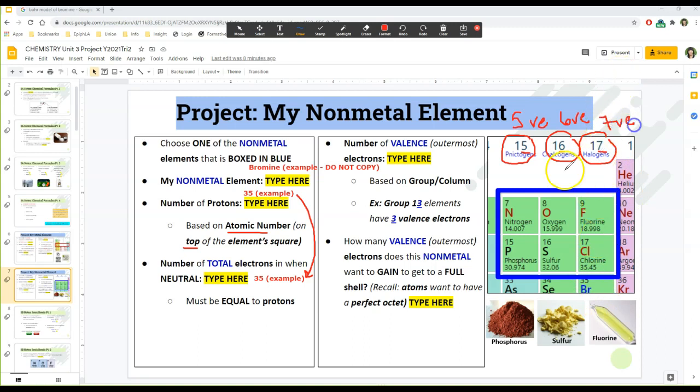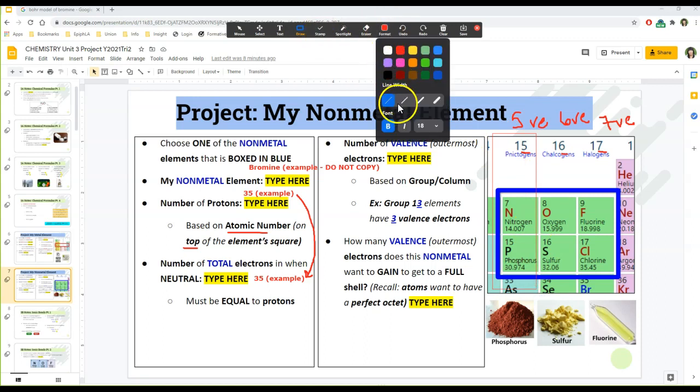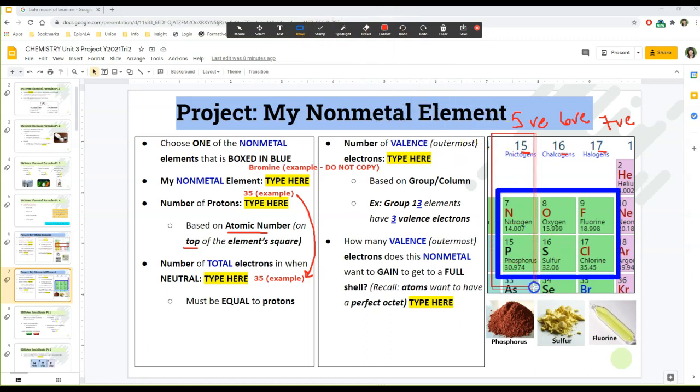So again, I did not have to look at the Bohr model. I could have just done it this way. In fact, let me go ahead and box it so that we can really see it really well. Let me box this and make sure that this is nice and thin for us. There we go. So again, here's, oops, that's too thin. Here's group 15, here's group 16, and here's group 17. So that should help you determine the number of valence electrons. Again, bromine is in group 17, so for my example, I'm going to have 7 valence electrons. That's my example. Okay, so I have that there.